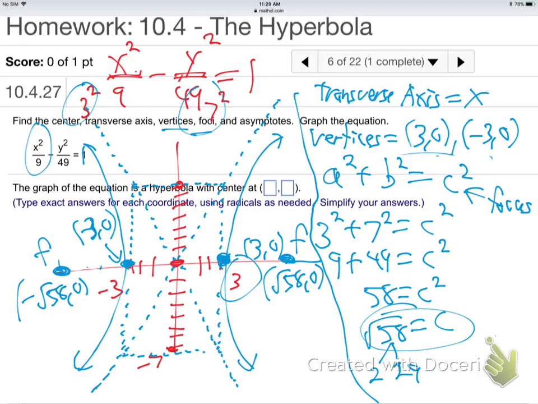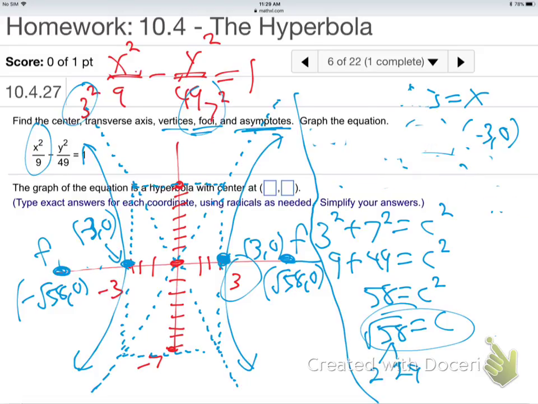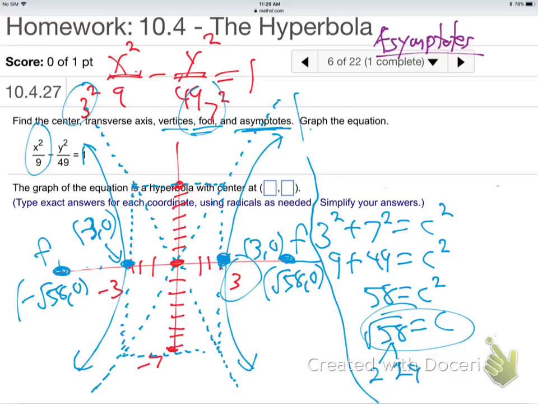Okay, so what does that mean? Well, what do we have left? We got the focus. Last thing, asymptotes. Let me make some room up here. I've got to come up with what the asymptotes are for this shape. The asymptotes are actually very easy to deal with if you think about it a certain way. Let me give you that way. That's my job.